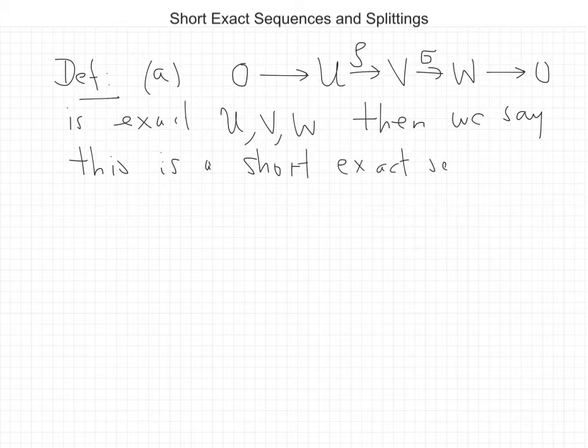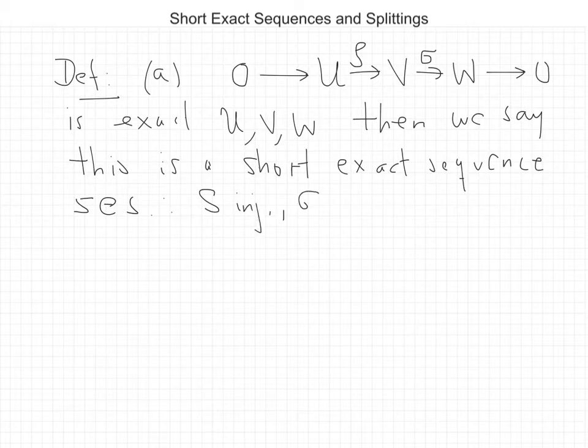Since this word comes up a lot, I will abbreviate it once in a while by SES, short exact sequence. Note what that means. It means three things. It means rho is injective, it means sigma is surjective, and it means that the kernel of sigma is the image of rho.